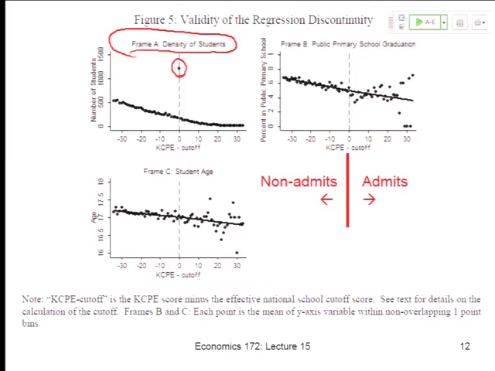Why would defining the score in that way, defining the 0 in that way, lead to a spike at exactly 0? Can anybody think of why? In a way that doesn't jeopardize the design.